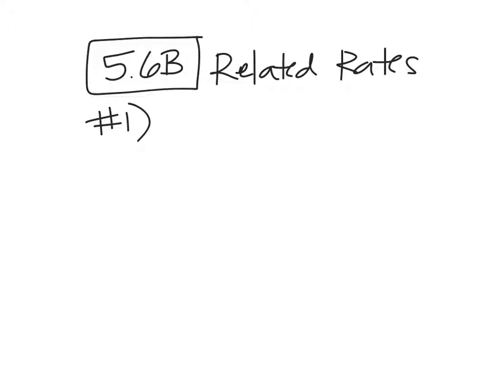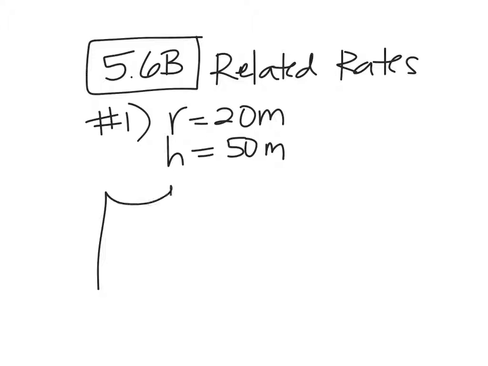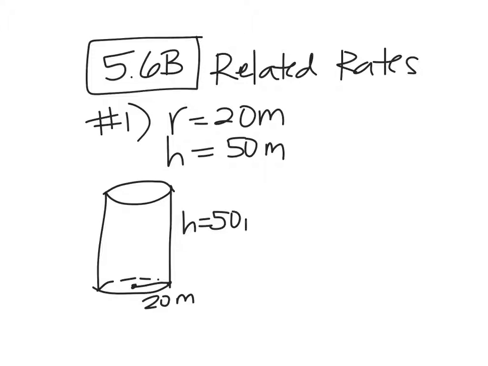Example number 1. It says a full cylindrical tank has radius 20 meters and height 50 meters. I'm going to draw a tank. It's a cylindrical tank, so it looks like a cylinder. There we go. And so the radius right here is 20 meters, and the height is 50 meters.